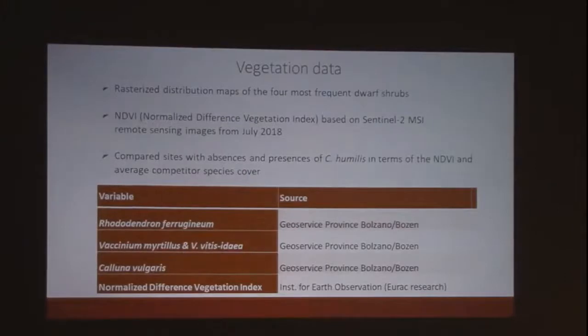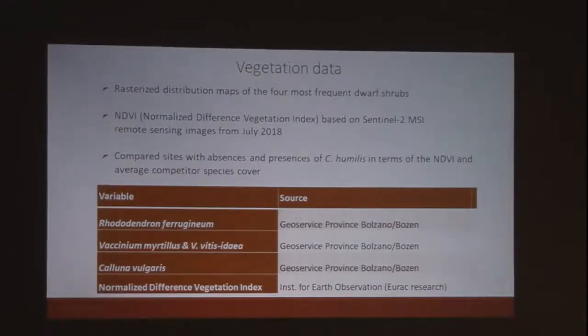We had two data sets. Once the rasterized distribution maps of the four most common dwarf shrubs in the species: Rhododendron ferrugineum, Vaccinium myrtillus, Vaccinium uliginosum, and Calluna vulgaris. And additionally, as an indicator for the general vegetation cover, the normalized difference vegetation index, NDVI.